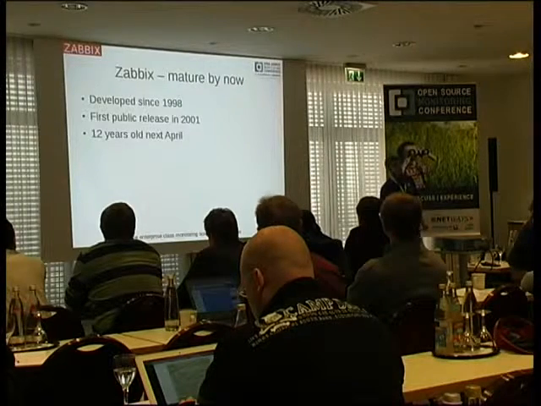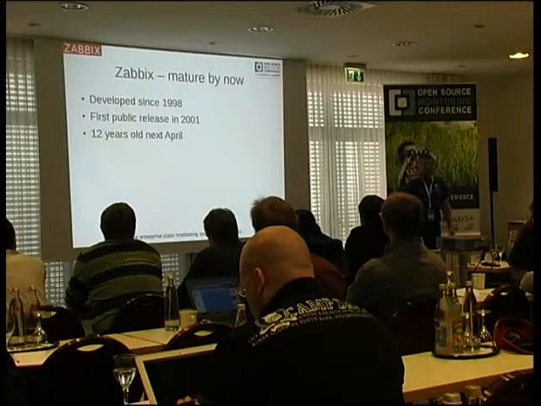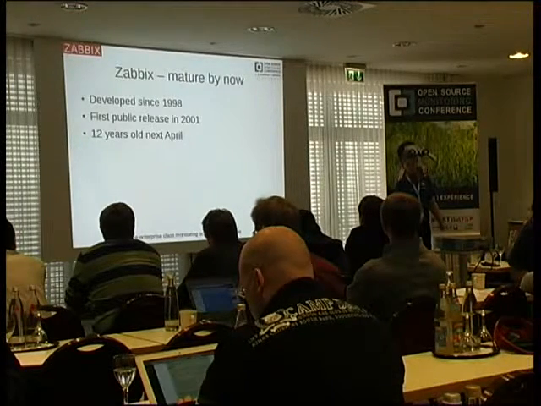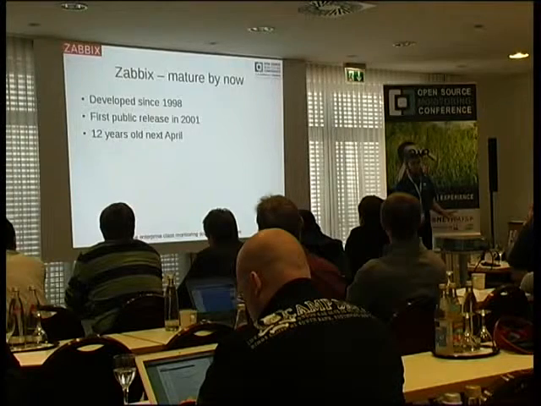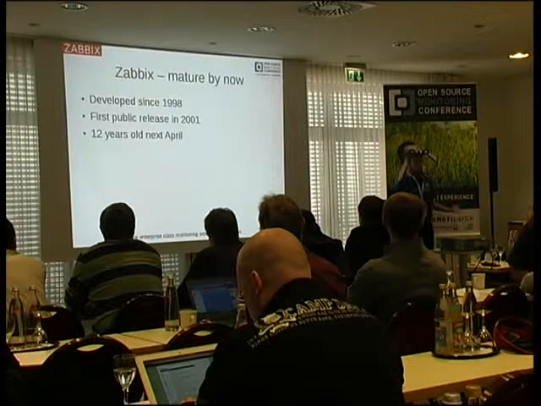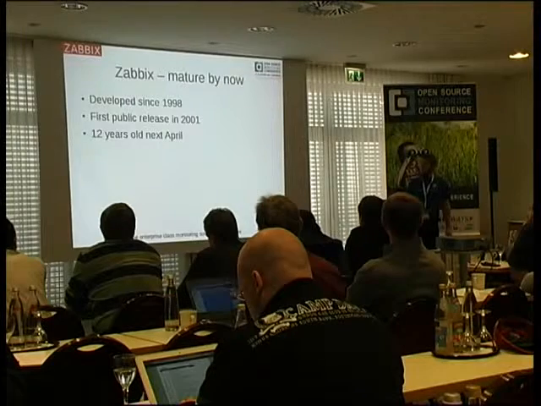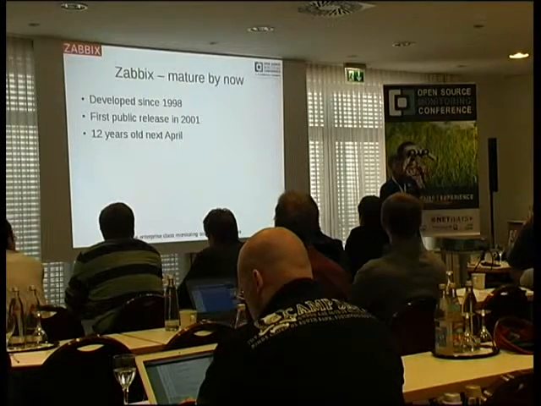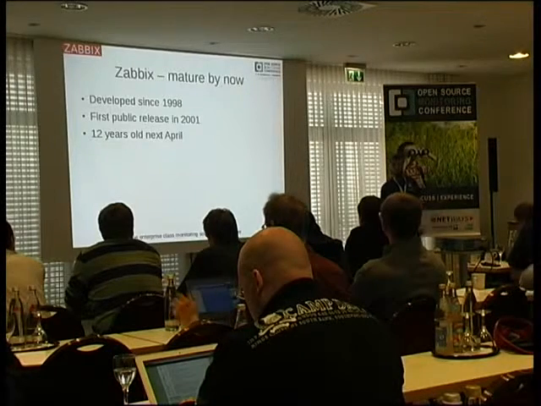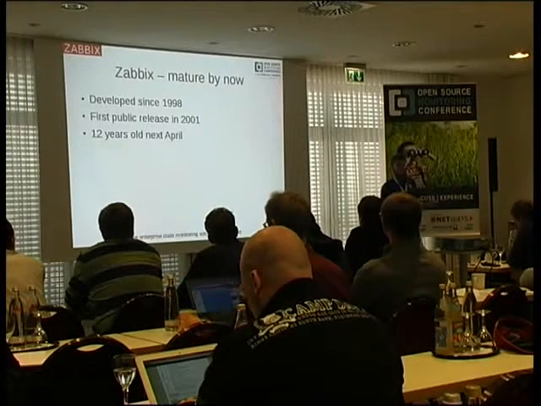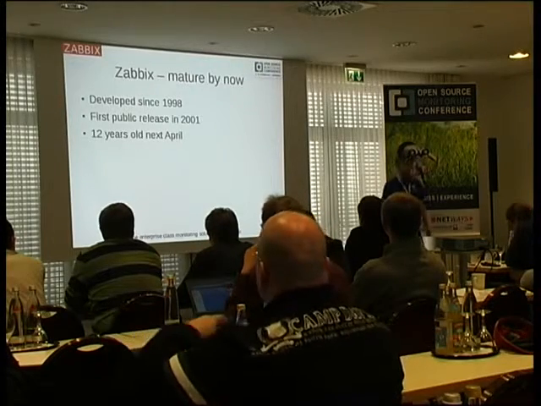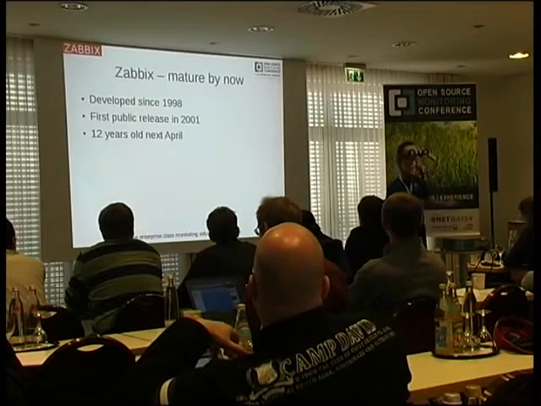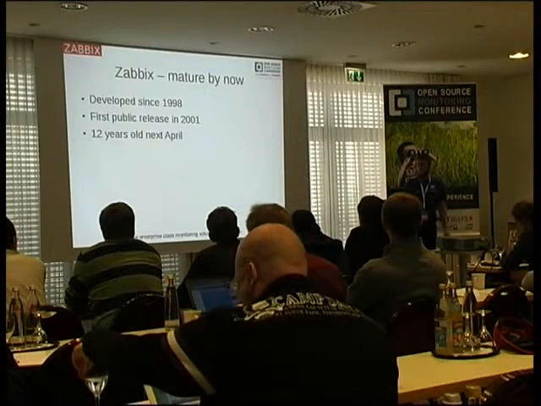So what Zabbix is, the age of it, and what it offers. Zabbix started being developed in 1998, so that's quite a long time ago. Actually, it's not a recent solution. I'm not coming here to tell you about a project I started last week. And the first public open source release came out in 2001. So counting the official publicly available releases, Zabbix will be 12 years old next year in April. Again, we will have a party in Riga, most likely in September again, so everybody is welcome. It's not really a long trip from Germany.